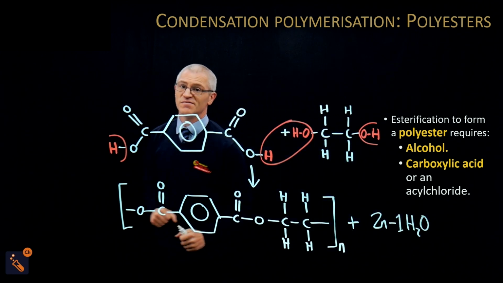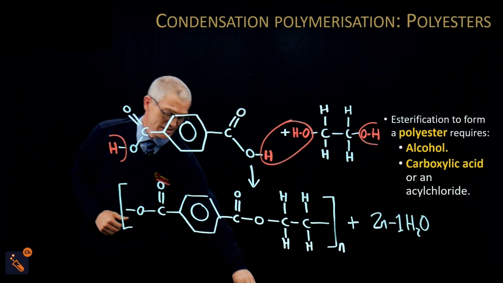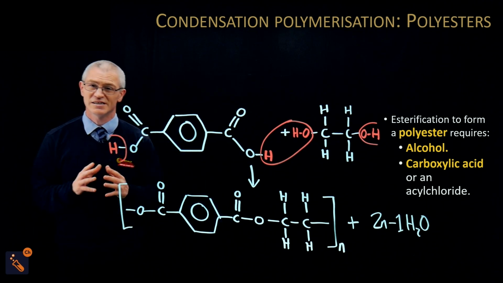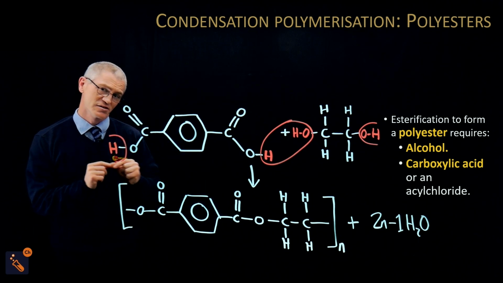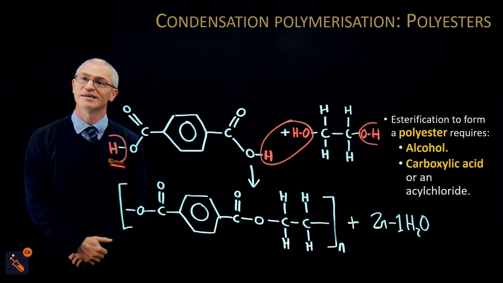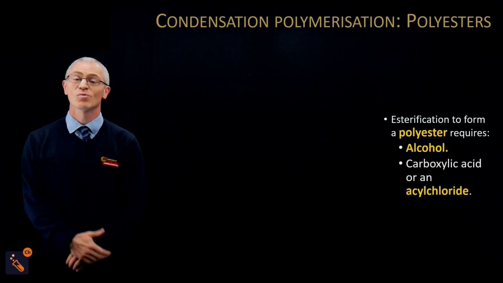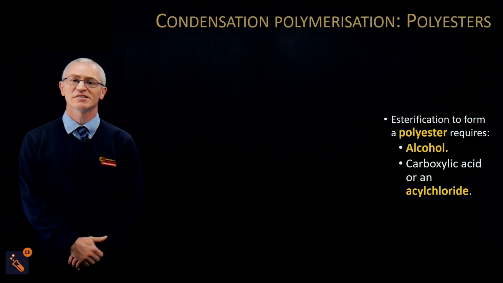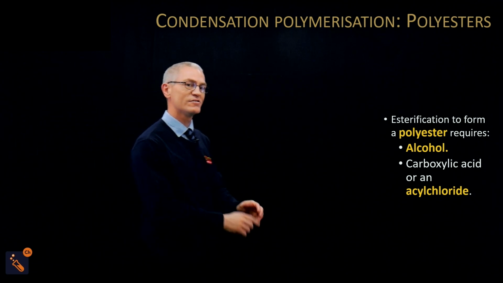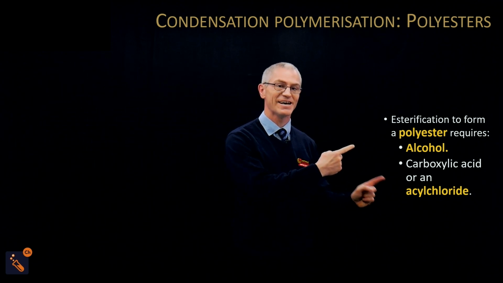And that is an often forgotten thing and can appear in some questions. So it's really good that you understand that amount of water is produced. We're now going to move on to talk about polyesters, but this time we're going to do it with an alcohol and an acyl chloride.